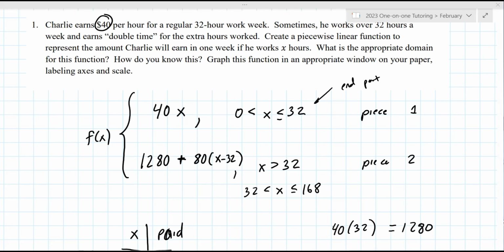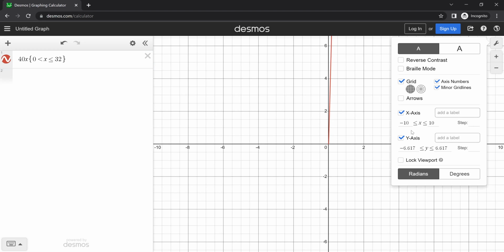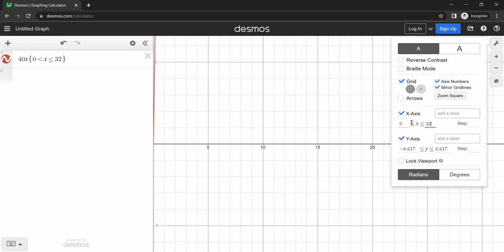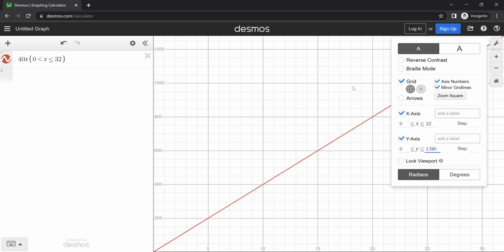So what I'm going to do is go to Desmos, the graphing tool, and we'll look at it together. Just need a moment to get that pulled up. I'm going to share that here with you. So we start out with 40x. That's our first function. But the way Desmos works is you have to specify the window that it should graph in. So if we go 0 less than x less than or equal to 32, and if I change this window, I think we did this last time, 0 to 1280. Okay, so this is the graph.